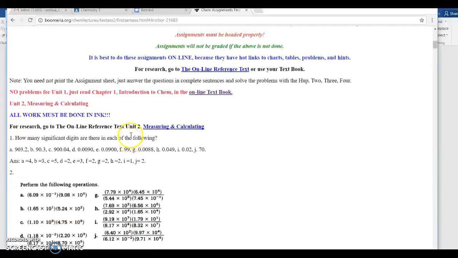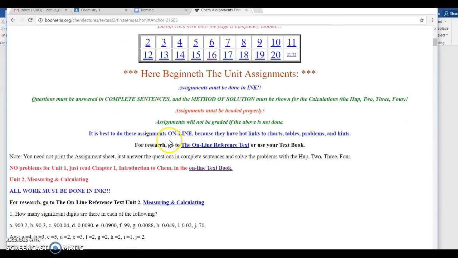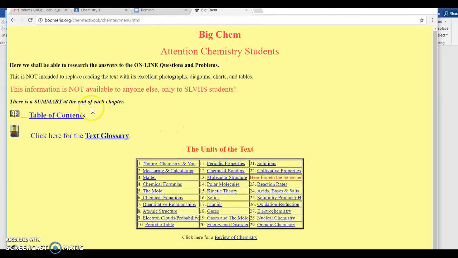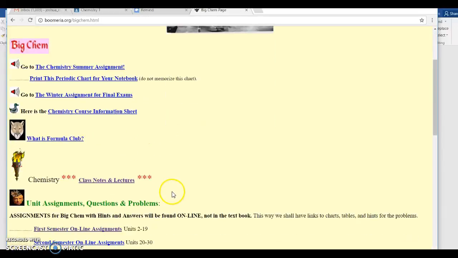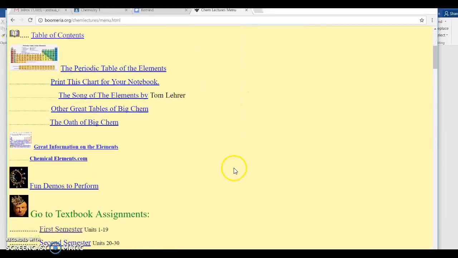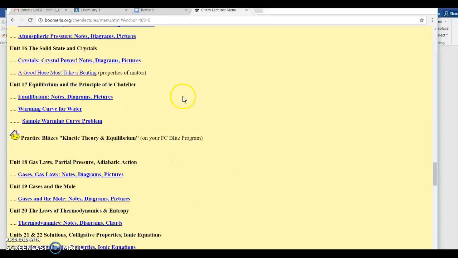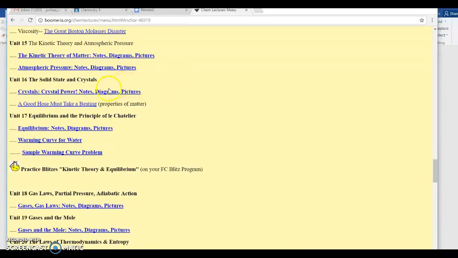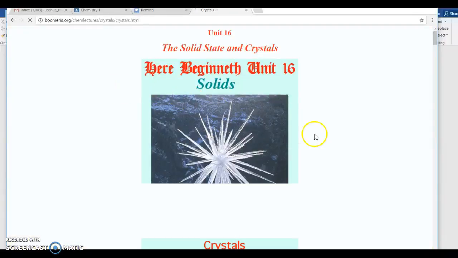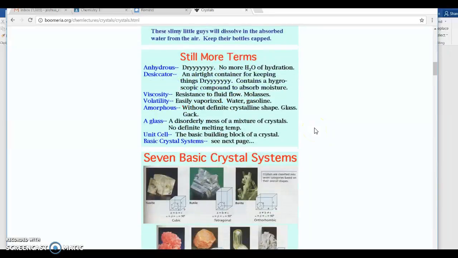I'm just going to scroll back. If I want to go back on my textbook, I need to go to notes and lectures, and then go here. If you're unsure, I went to the home page, and then there's this little unit finder, and if I click on it, it shows me something like a PowerPoint, really, but it's a neat little summary of the chapter as well.